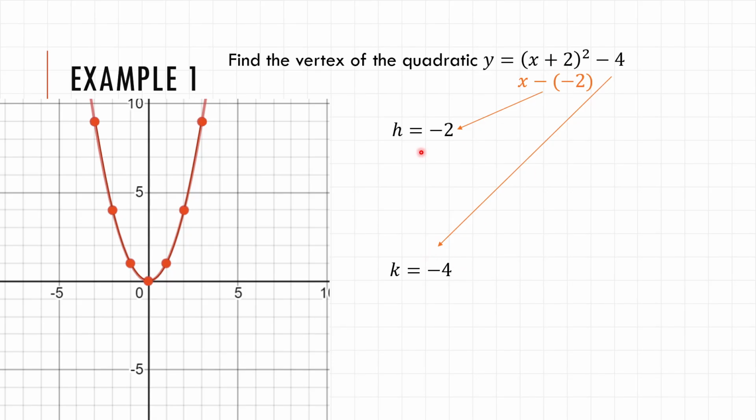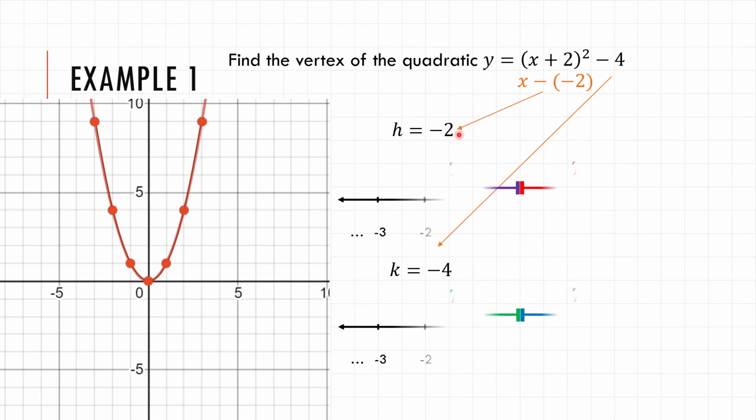How did I get negative 2? Doesn't it say x plus 2? Yes, but remember, this is x minus h. And the way we would have reached plus 2 is we would have done x minus a negative 2, and that would have simplified to positive. So this is a little bit tricky. This is the thing that confuses students very often. The value of h is always the opposite of whatever it is you see over here in the quadratic equation. So in this case, the value of h is negative 2.